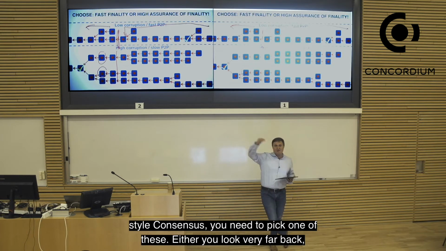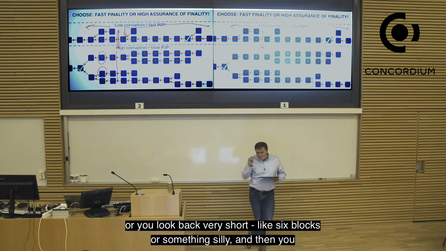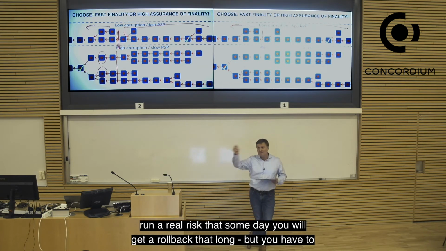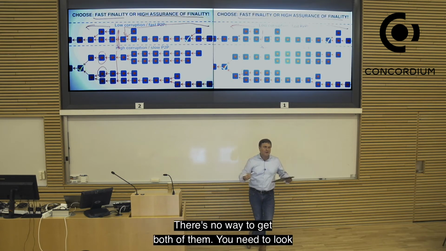Either you look very, very far back, and it's very slow to get a transaction considered final, or you look back very short, like 6 blocks or something silly, right? And then you run a real risk that someday you'll get a rollback that long. But you have to pick, right? So you have to pick either fast finality or high assurance. There's no way to get both of them. You need to look some number of blocks back.